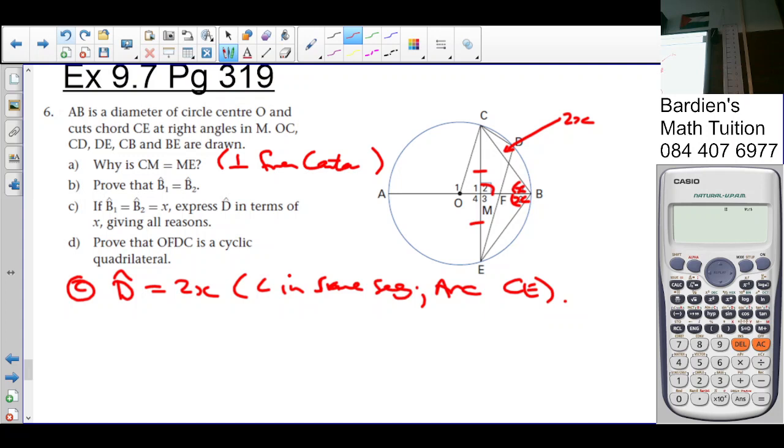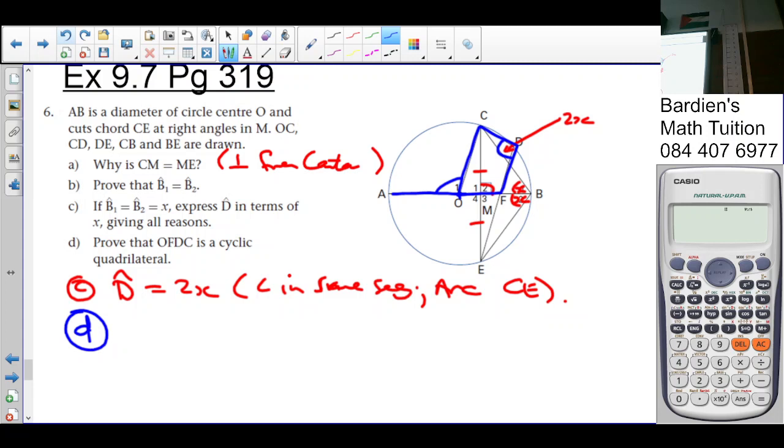D. Look at D. Prove that OFDC is a cyclic quad. How do you prove a cyclic quad? One of three ways. Exterior angle equals the interior opposite angle. That's the one I'm going to use. Not so. Why? Because this is your exterior. The interior opposite angle is already marked as 2x. So if I can prove that O1 is 2x, I've done the job.